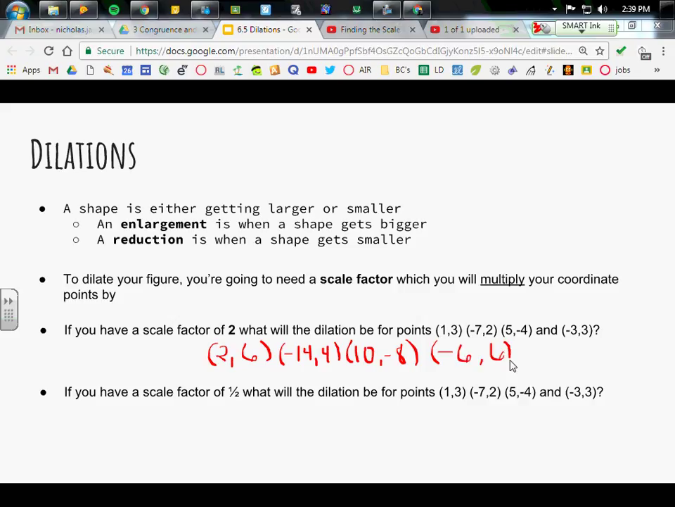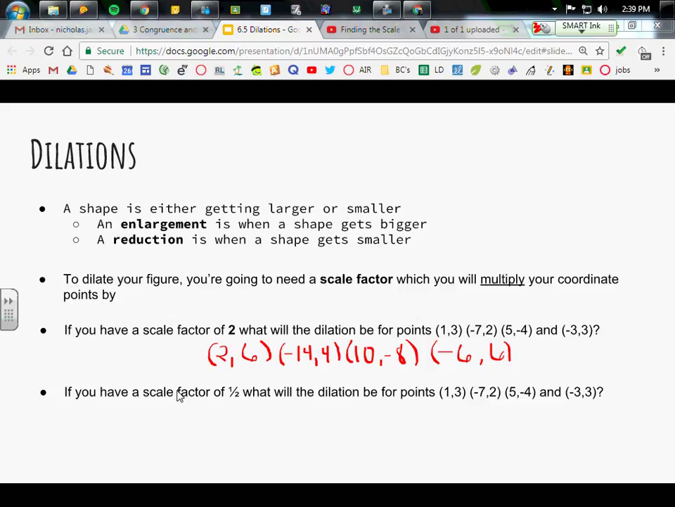So then you have your new points, and you would just go plot them. What you'll find after you plot these points is that your shape has gotten larger. It has increased in size. It is an enlargement. In fact, it's doubled in size. It's been multiplied by 2.